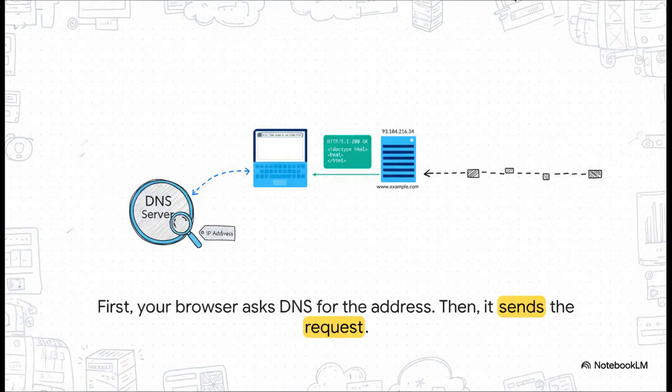And this is a really crucial two-step process. First, your browser asks a DNS server, "Hey, what's the number for example.com?" The DNS server shoots back the IP address, and only then can your browser send its actual request for the website's content to that new address.